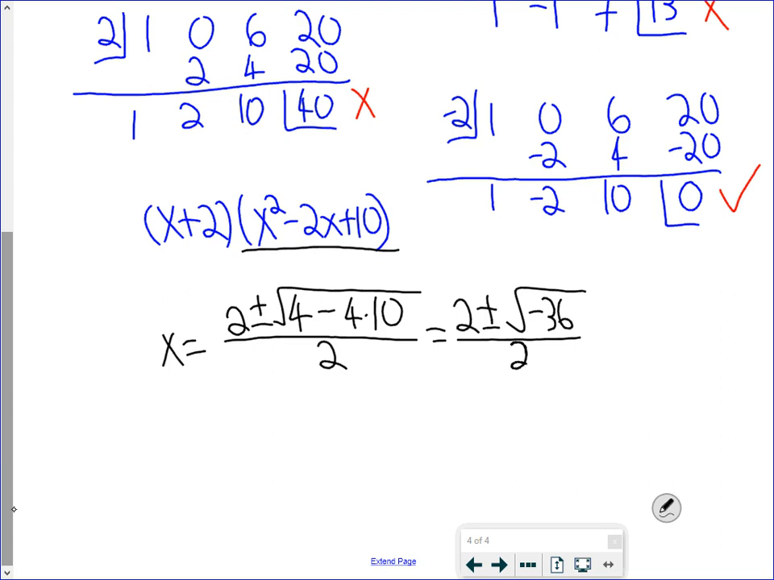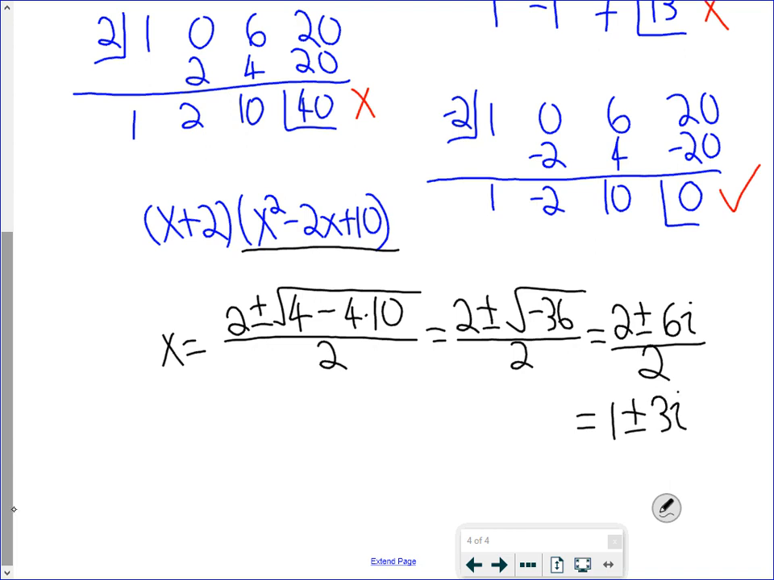Now I have a negative under the radical, which means that I have an imaginary root. The square root of 36 is 6. So I have plus or minus 6i all over 2, which means that I can divide the top and the bottom by 2. So I get 1 plus or minus 3i.